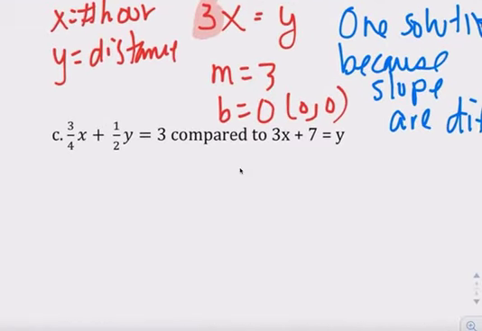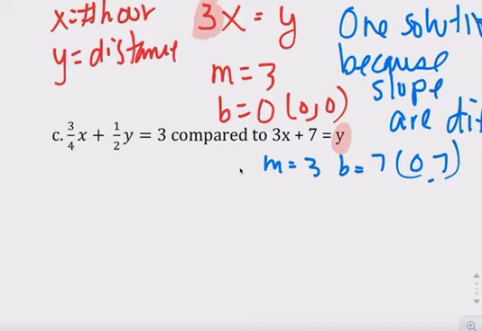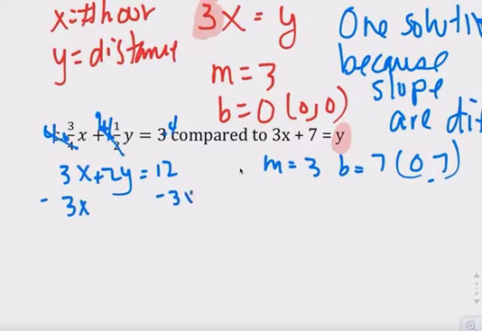Okay, oh my gosh, look at this. Minus 3x, minus 3x. Oh no, y is by itself. We're going to leave it alone. My slope here is 3. My y-intercept is at 7, or 0, 7. Here, let's get rid of the fractions. Times 4, times 4, 3x, 2y equals 12. Minus 3x, 2y equals negative 3x plus 12.